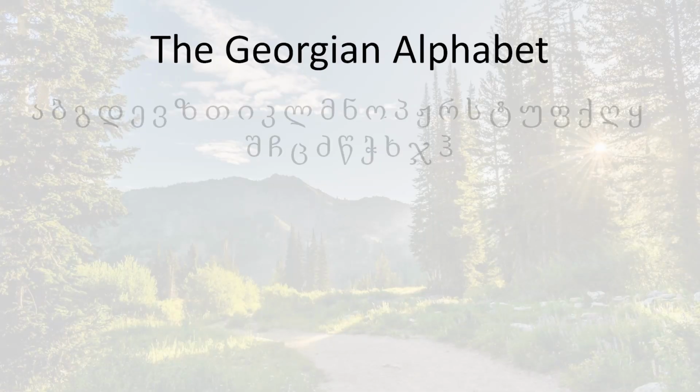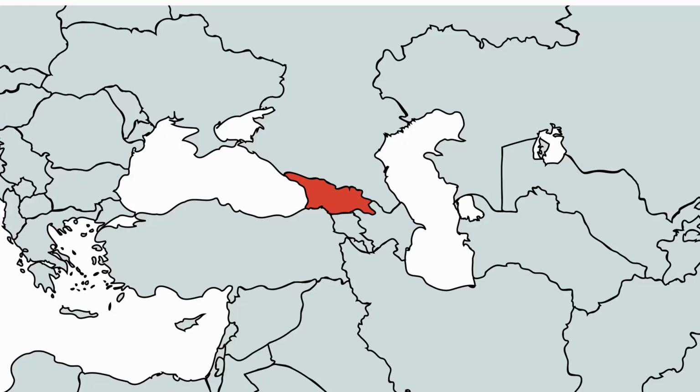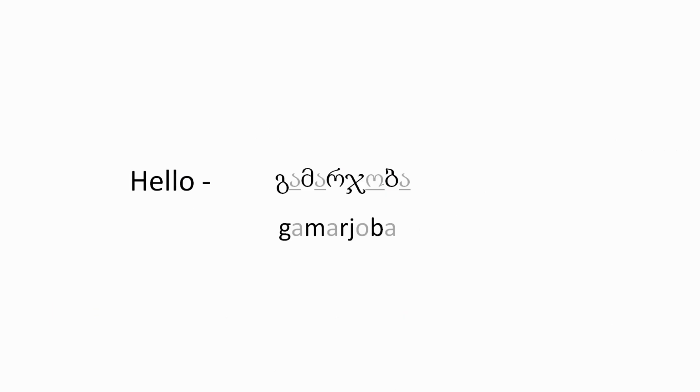The Georgian alphabet. Here is the Georgian alphabet. It is used in the Georgian language, which is spoken in Georgia. And just like every other language on this list, they combine consonants and vowels to make words.